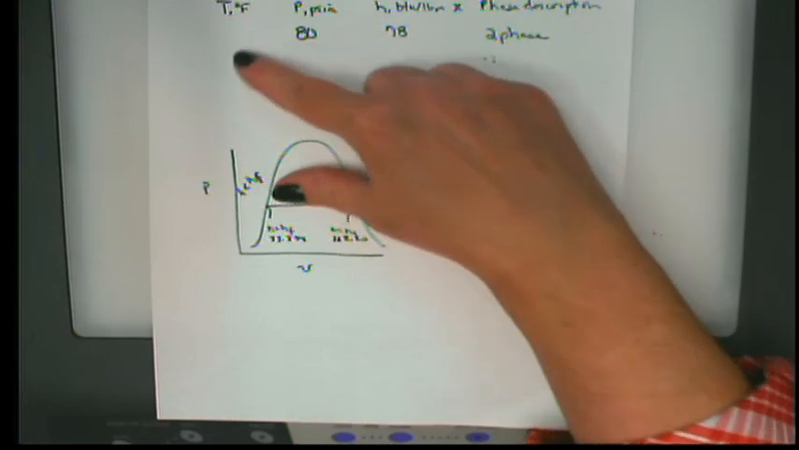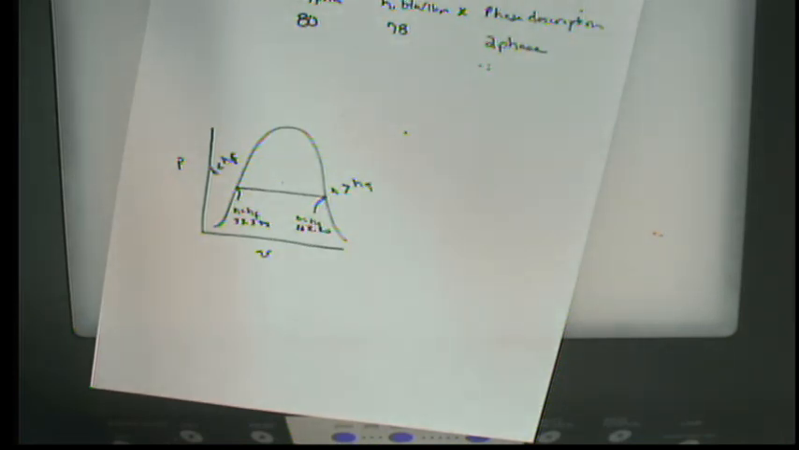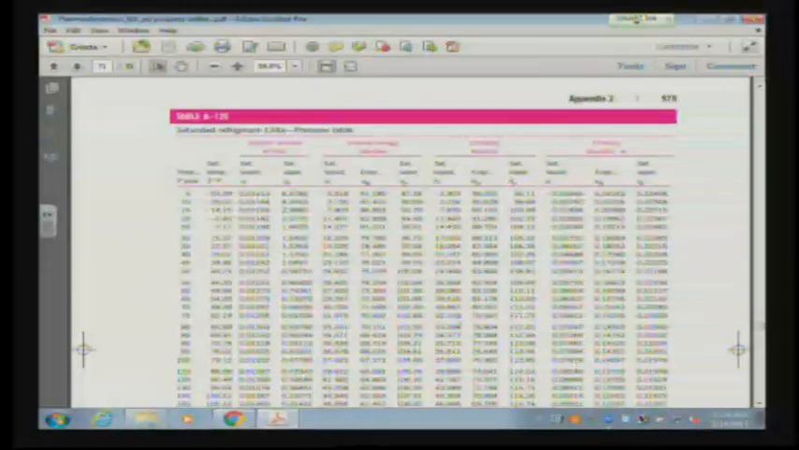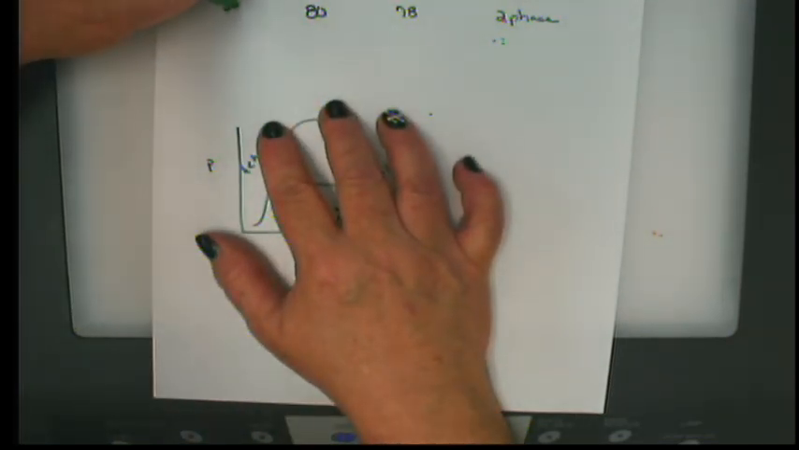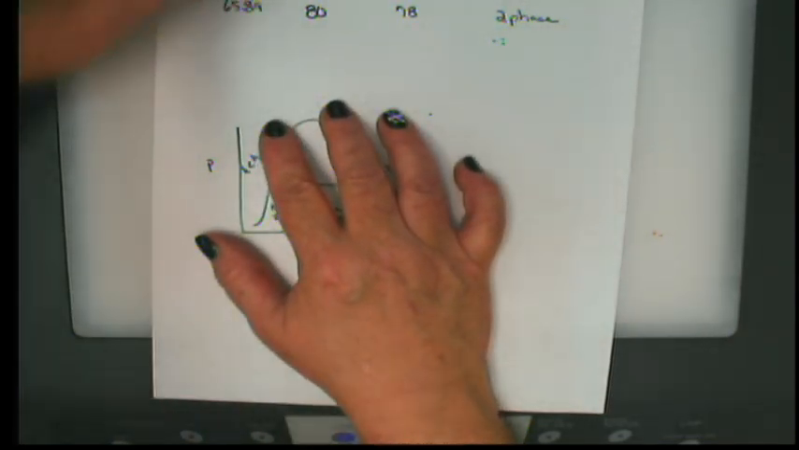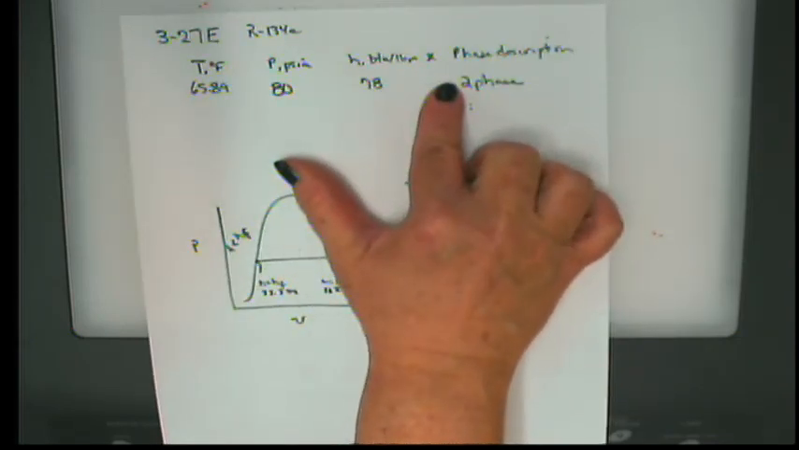That means that my temperature has to be the saturation temperature at that pressure, doesn't it? Because otherwise I would not be in the two-phase region. So I go back to my table, and at 80 psi, my saturation temperature is 65.89 degrees Fahrenheit. And all that's left to me is to calculate my value of X.